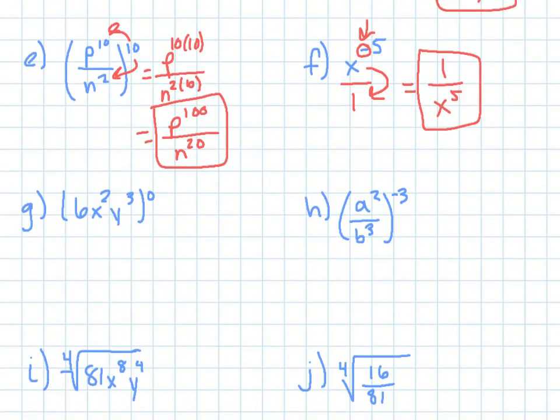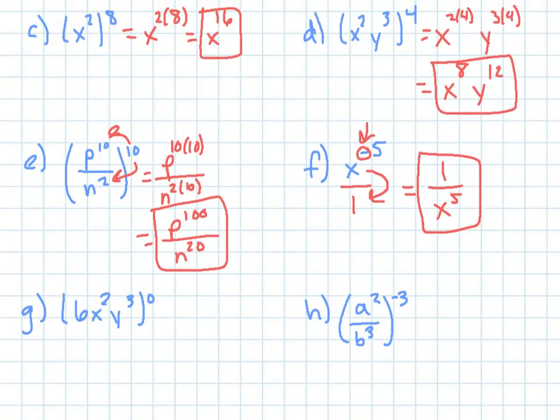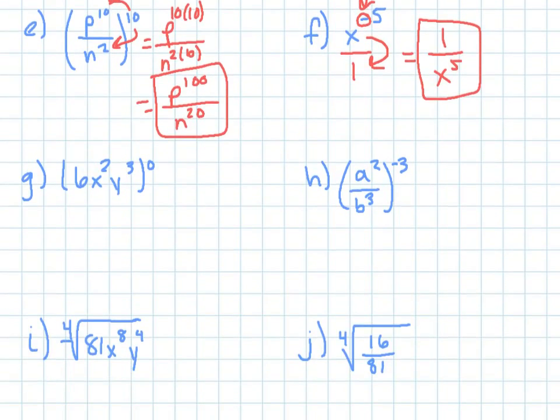Letter G. Now here, you're doing kind of like what we did for letter D, where you have some bases inside the parentheses to a power, but because the power is 0, that means the entire thing is equal to 1.